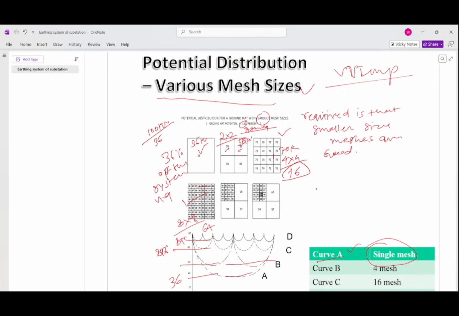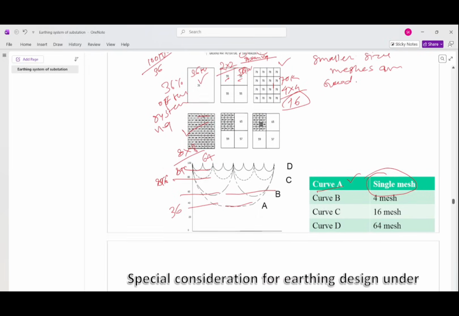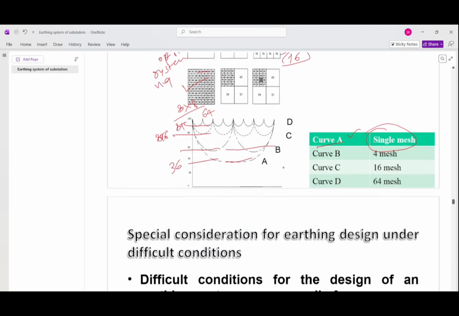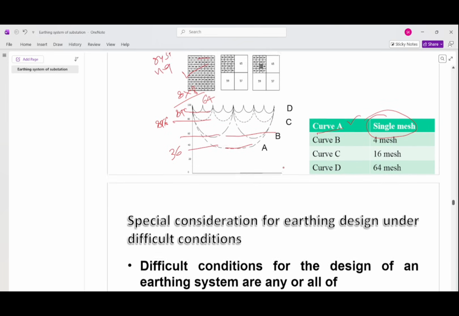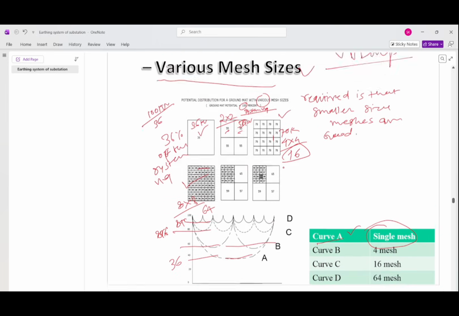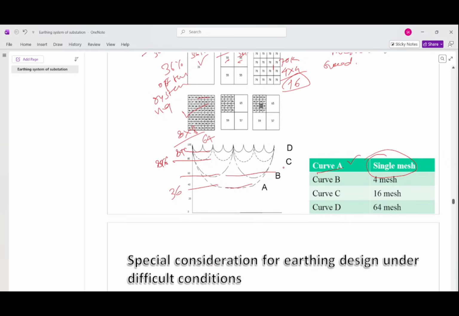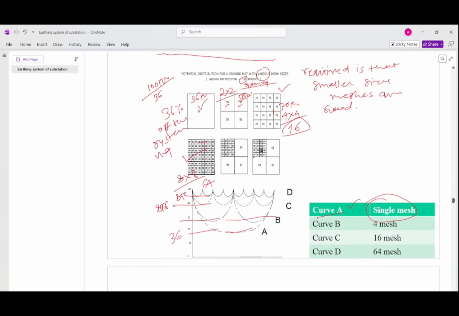So what will be the effect if smaller mesh sizes are provided? The ground potential rise will be very small, meaning it will have equipotential bonding. This is a very important topic we are discussing. So this is enough for these various mesh sizes. Then here also 57%, like 4 by 4.